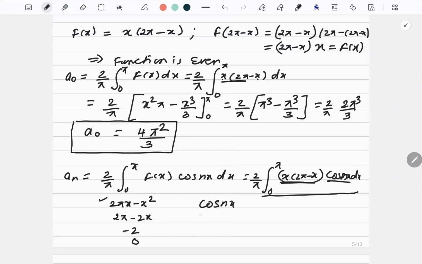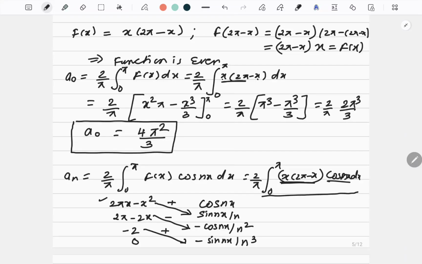What is the integration of cos nx? sin nx upon n. What is the integration of sin nx? Minus cos nx upon n, so it becomes n square. Now what is the integration of cos nx? Again sin nx upon n cube. Now make the cross lines.